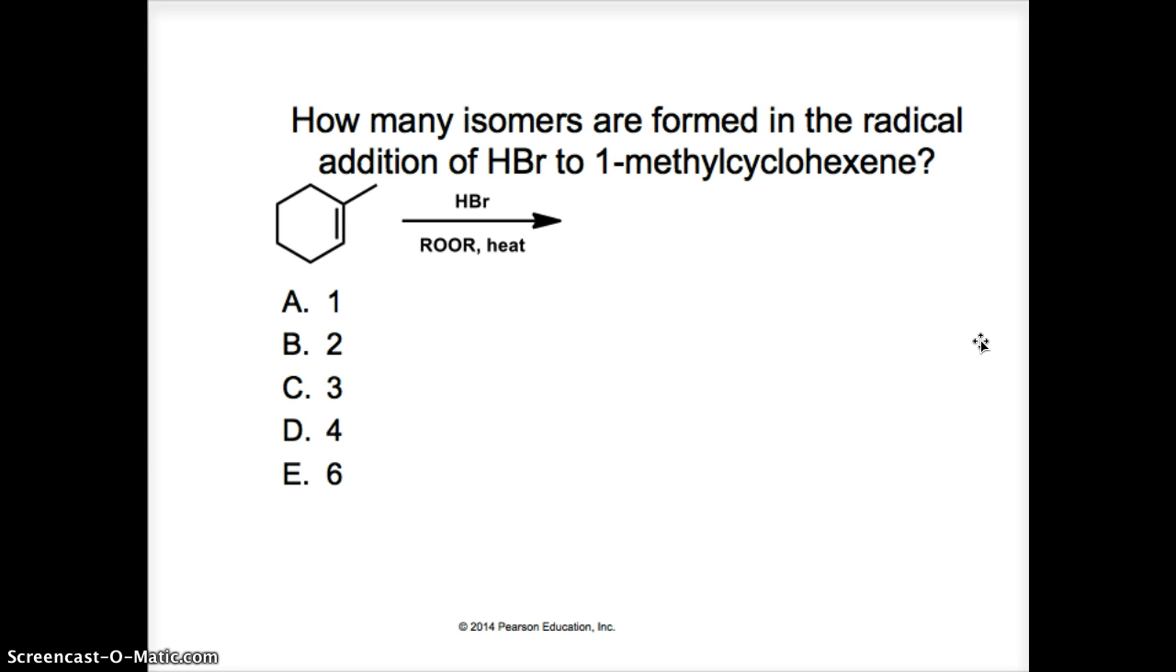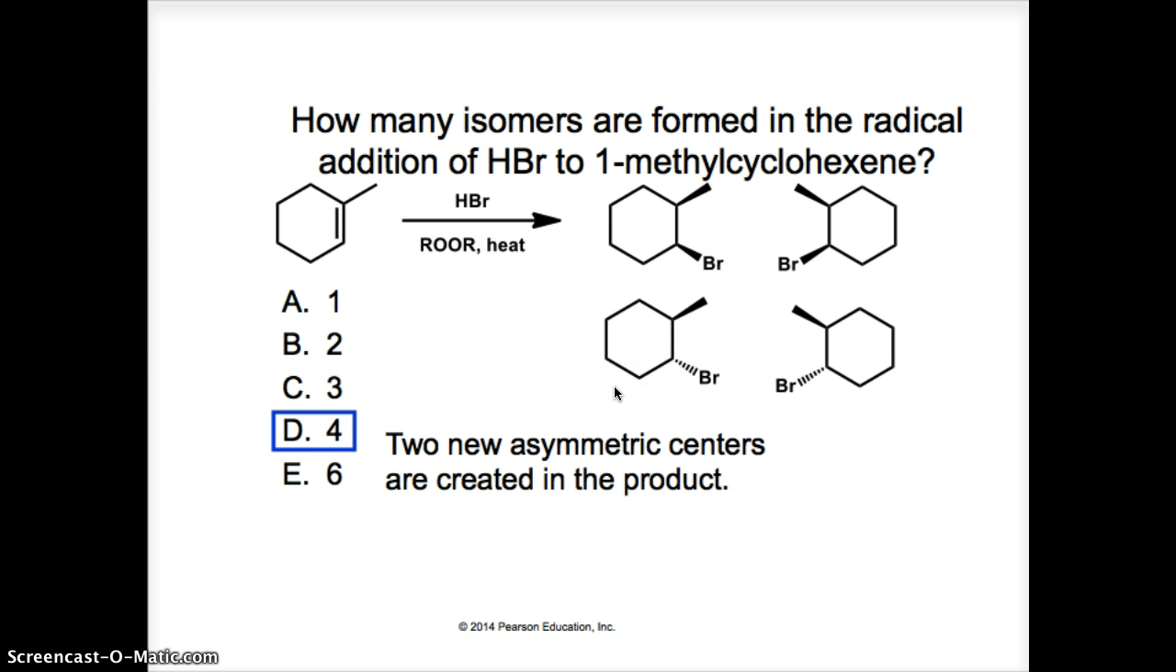Let's take a look at this simple problem here, relatively simple. How many isomers are formed in the radical addition of HBr to 1-methylcyclohexene? Let's pause. Okay. Now you can see this is a methyl group. There's one proton on here. We have the presence of peroxide.